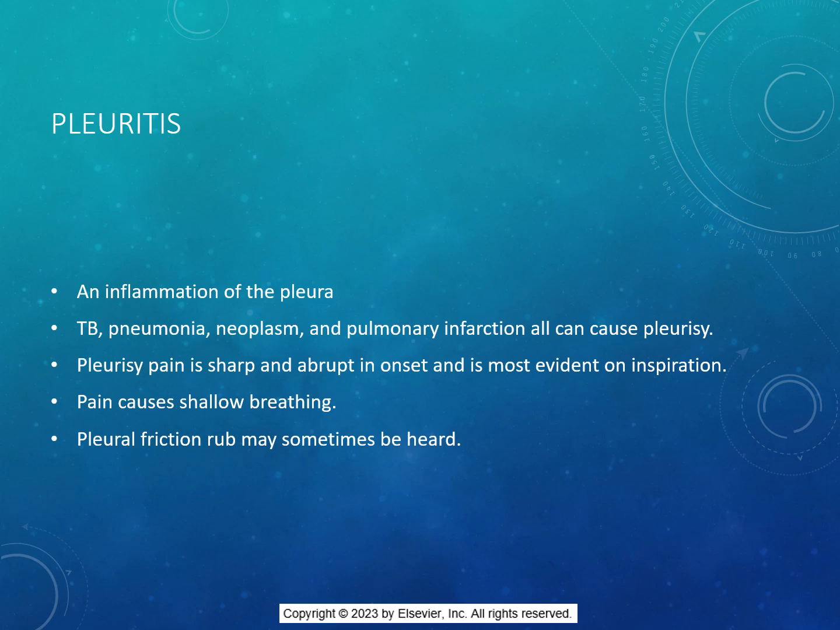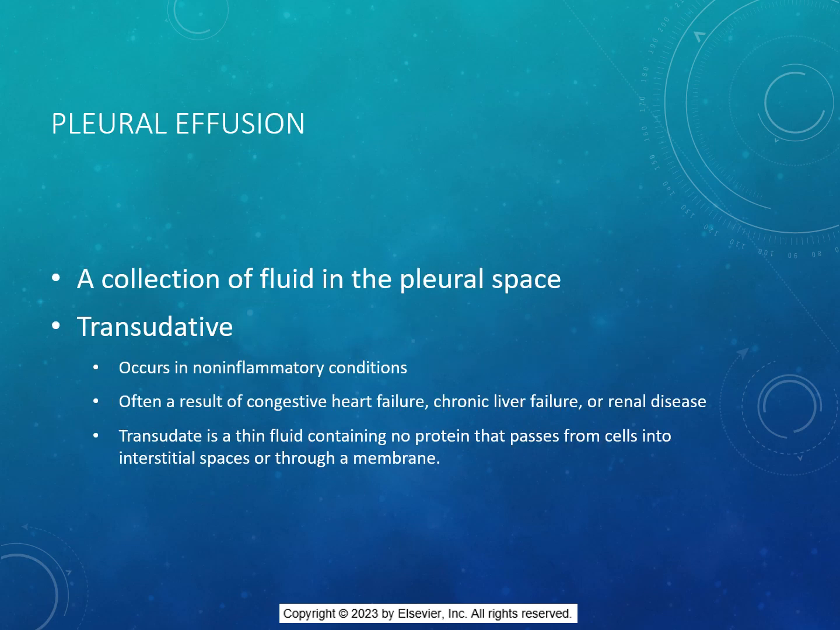Pleuritis, also known as pleurisy, is an inflammation of the pleura. This is most commonly caused by infection, but can also be due to medications, lupus, and rheumatoid arthritis. Pleuritic pain is sharp and abrupt in onset. It is most evident upon inspiration. A pleural friction rub can be heard. Treatment should be aimed at the underlying cause and providing pain relief.